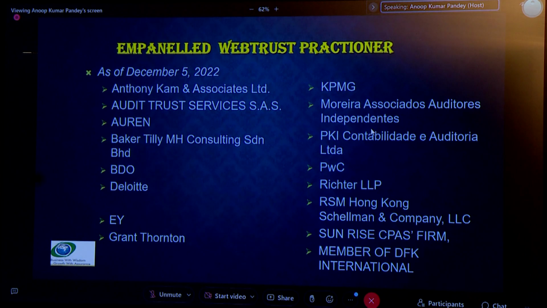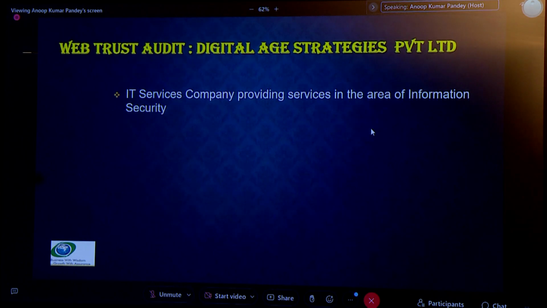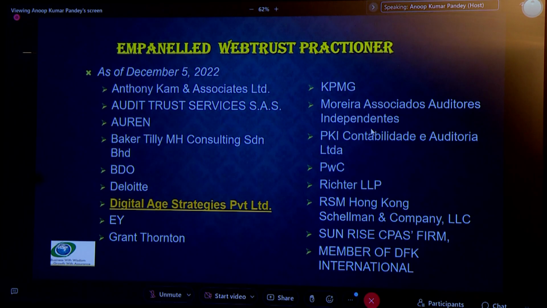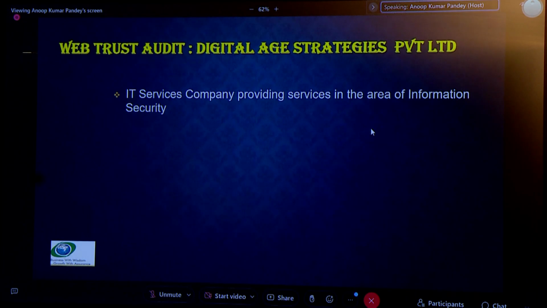Why it is not so easy: if you look at December 5th, I checked the WebTrust sites, international, wherever the auditing firms are listed. There are 18 auditors, and Digital is one of them. That means the entire world is covered by only 18 auditors. So it is not easy to get into that list, but it is not difficult either. I will explain the process we went through. Probably somebody else will come at a later stage.